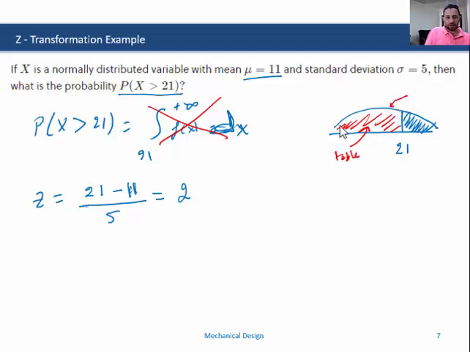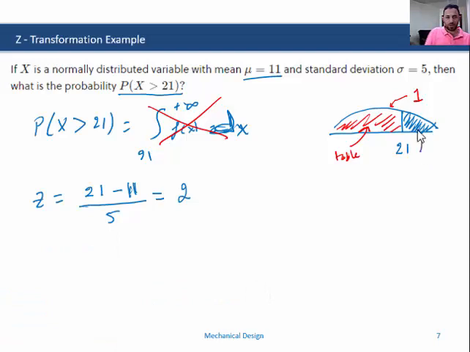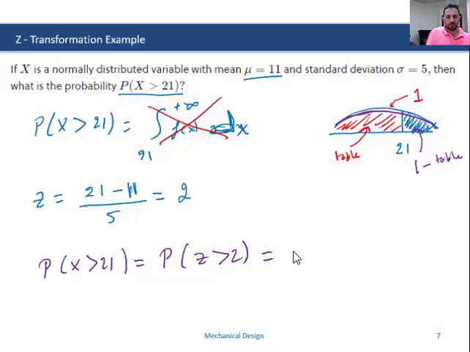And we know that the total probability is 1. So in order to obtain the probability of x greater than 21, you can simply subtract this region from the table from the total probability 1. So the probability of x greater than 21 can be normalized as z greater than 2, which is equal to 1, the total probability, minus the probability of z less than 2.